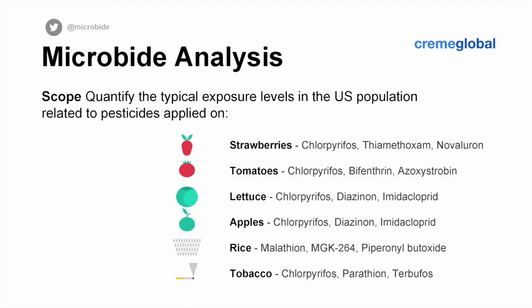An example of applying total aggregate exposure is a project that Creme Global did recently for a company called Microbite, which is a company specializing in microbial control products. So Microbite asked us to quantify the exposure to the pesticides residues in the US population in 5 food crops and tobacco. So the pesticides residues sprayed on tobacco crops might be inhaled by the smoker when they smoke cigarettes. So we wanted to estimate what is the cumulative exposure to these pesticides that are both consumed and smoked.